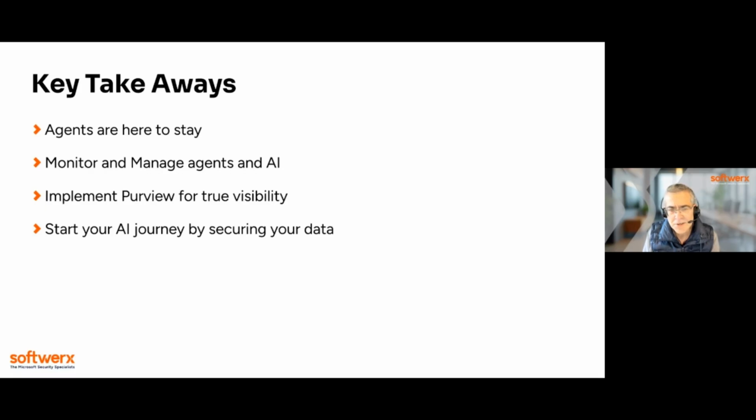I've seen, yes, Agent 365 helps. Yes, Copilot has helped. But to get that true activity or understanding, that risky behavior, that insider risk, without Purview, you do not have true visibility. So again, think about how you're going to adopt it, how we can help with that. And then start your AI journey by securing your data. That's the big message that I will give everybody. You've got to secure your data. It's moving, it's happening, and the longer you leave it, the harder it's going to get.